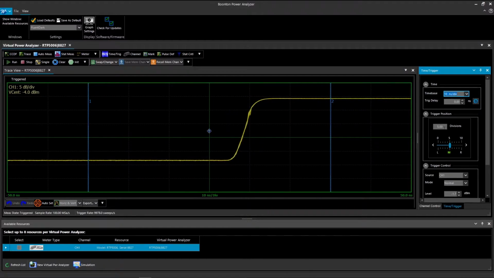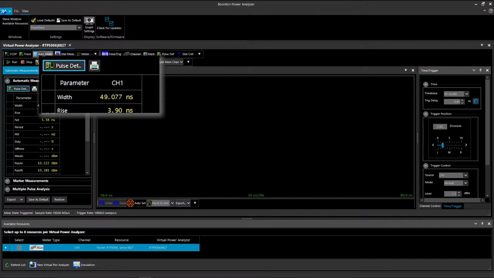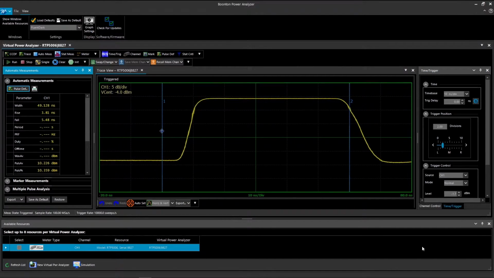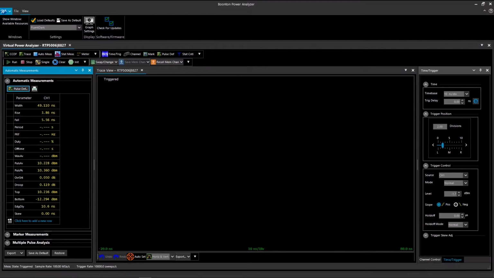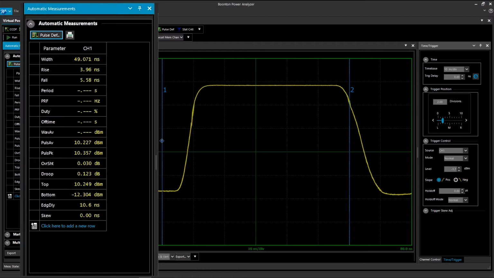Here we have a 1 GHz RF source providing a 50 nanosecond wide pulse with a 100 microsecond period. With the RTP5000 series sensors and the BPA, we can use the automatic measurement feature to instantly get up to 16 pulse parameter measurements.